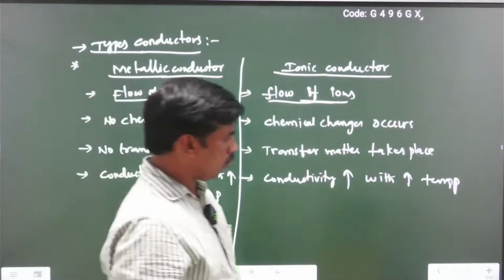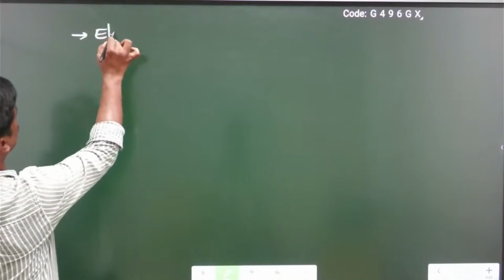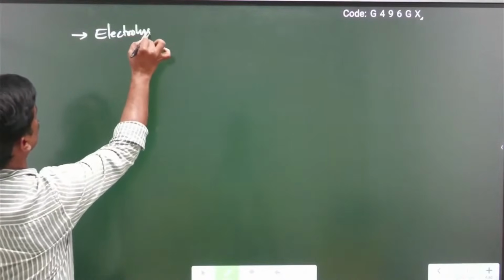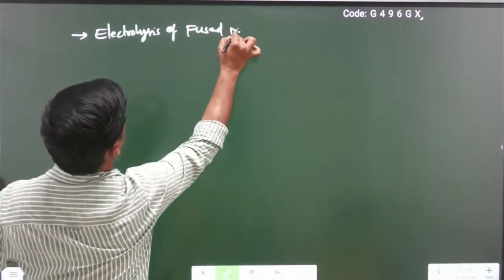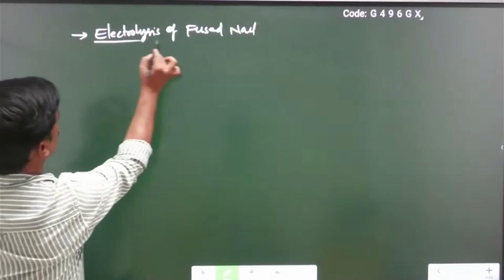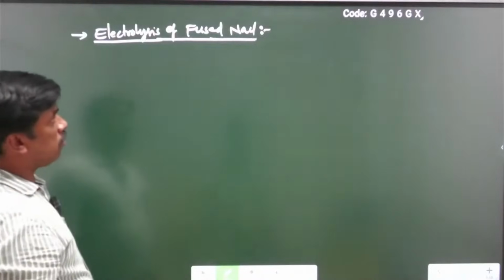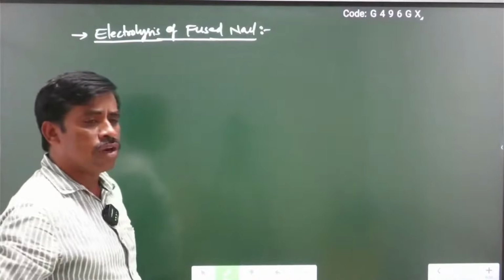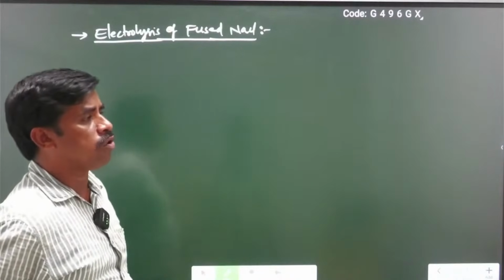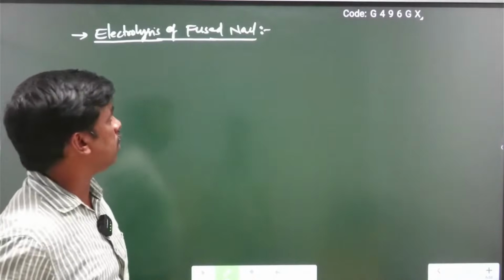Next I am going to explain electrolysis of fused sodium chloride. Electrolysis of fused sodium chloride takes place in the electrolytic cell. Electrolysis is carried out in an electrolytic cell.